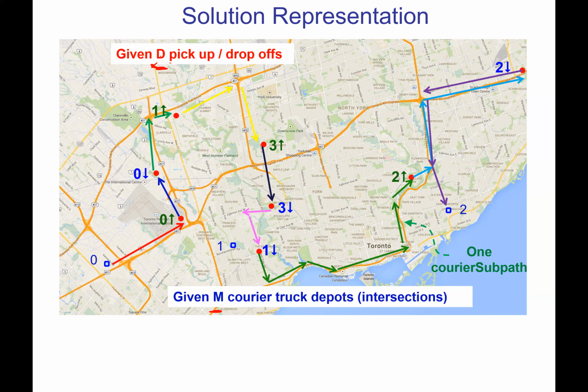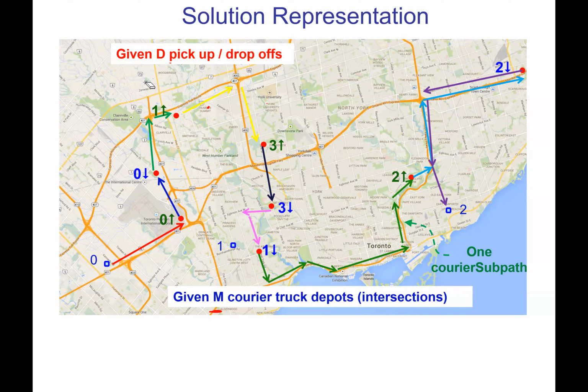And one courier subpath would be like this green section. Okay, so it went from a certain intersection start, a certain intersection end, and all the street segments in between. And you have to return a vector of those. You have to return a bunch of them to make the whole thing.